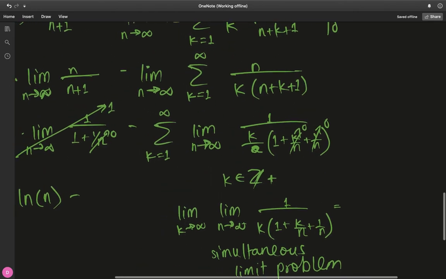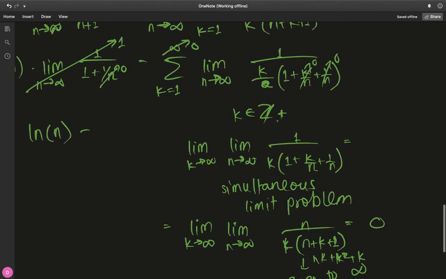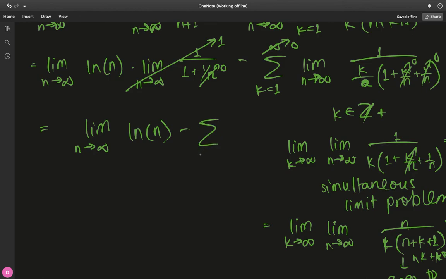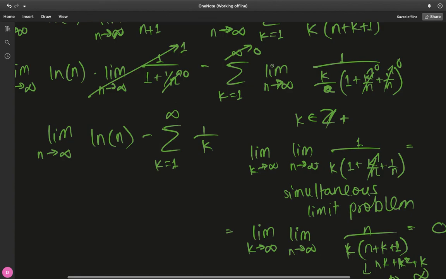So for the infinity case, the entire simultaneous limit will go to 0, and for all other finite cases where k is not going to infinity, we are just left with 1 over k, right? Because all the other terms will just be 1 plus 0 plus 0, so everything else is 1. So all we are left with is basically the sum from k equals 1 to infinity of 1 over k, because all the other terms just go to 0 in the limit, and there is also no problem at infinity if you were considering that.